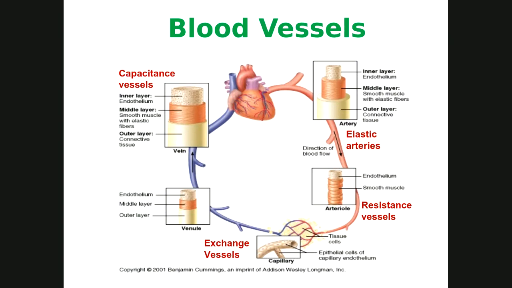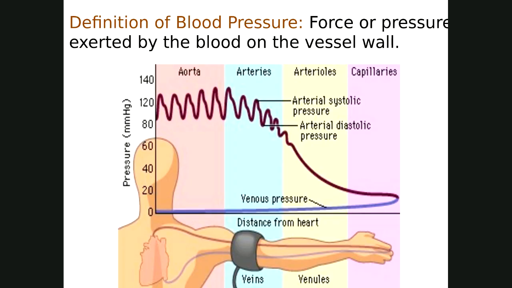Now, as a definition, blood pressure is the force or pressure exerted by the blood on the blood vessel. It is the lateral pressure exerted by a moving column of blood on the walls of the blood vessels. That is what we call blood pressure.